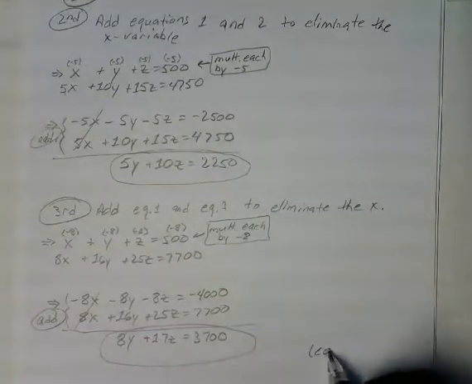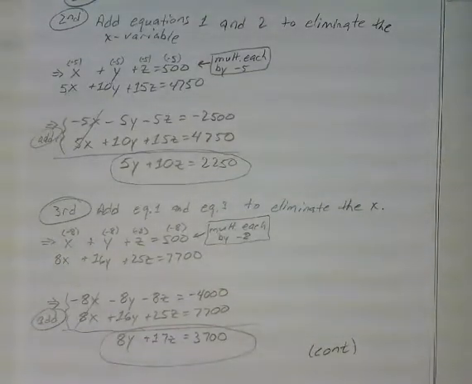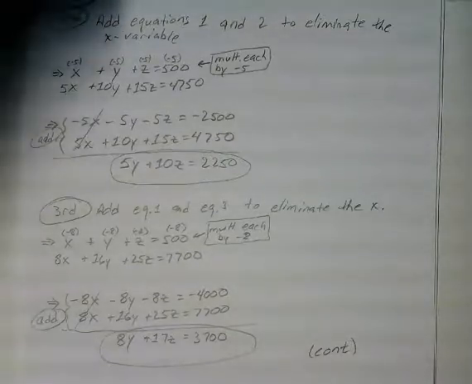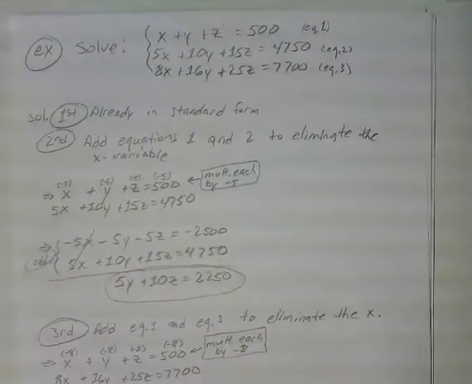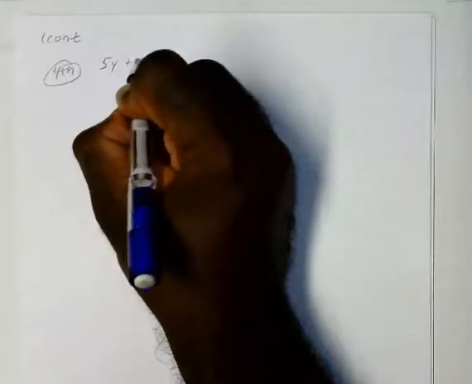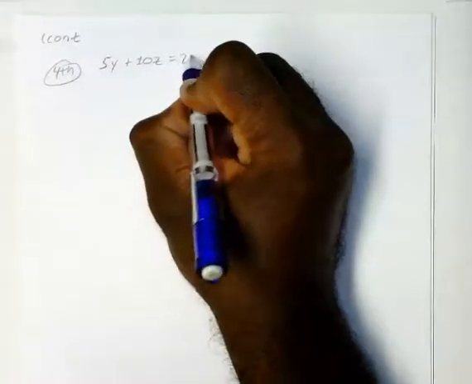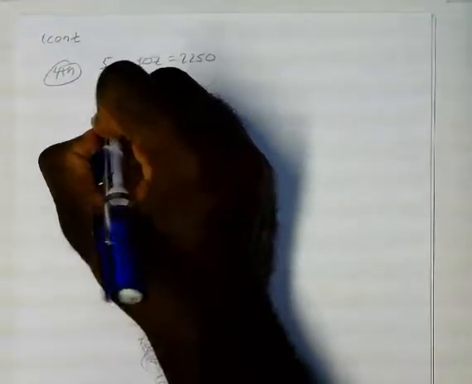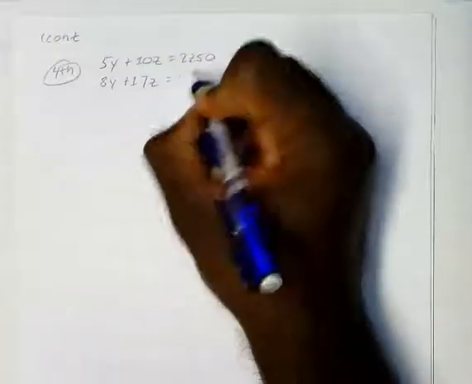I'm just going to write continued here. If you're still writing, feel free to press pause, but we're going to shift to another sheet of paper and continue this problem. Slide that back down. And write our continued there. Right now, if we go to our fourth step, we're going to write down our answers from step 2 and step 3, which is 5y plus 10z equals 2,250, and 8y plus 17z equals 3,700.